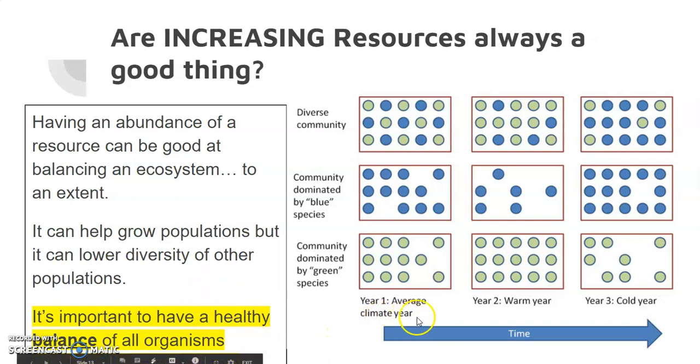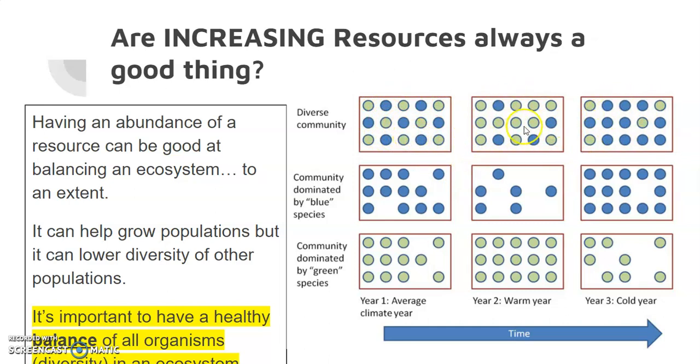In this visual, going left to right, we have year 1, just an average year. Year 2 became very warm, and year 3 was very cold. Over these 3 years, we can see the effects of having a community dominated by one species, either green or blue, compared to a diverse community containing both of these species. Over time, look at how each of these different ecosystems is affected.